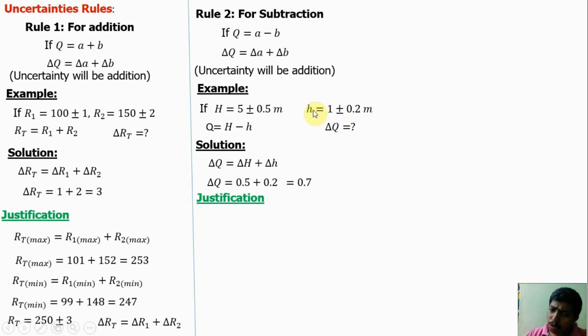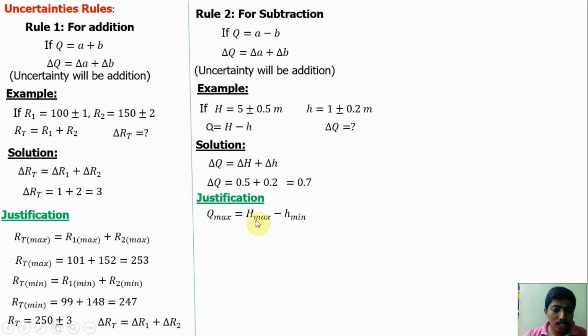Maximum value of small height is 1 plus 0.2, 1.2. Minimum value of small height is 1 minus 0.2, 0.8. When will the Q be maximum? When the hypothetical height will be maximum and small height should be minimum, then only the Q will be maximum.